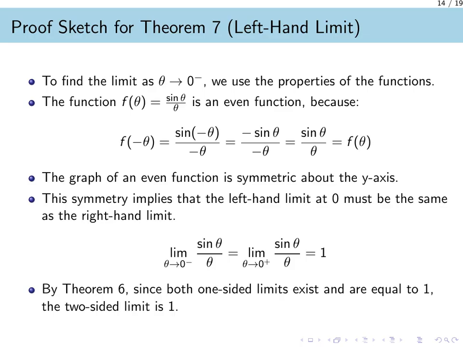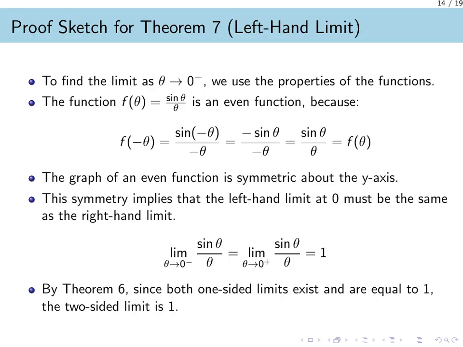To find the limit as theta approaches 0 from the left, we can use a clever shortcut based on the function's symmetry. The function f of theta, defined as sine of theta over theta, is what we call an even function. This means that the function's value at negative theta is exactly the same as its value at positive theta. We can see this because sine of negative theta equals negative sine of theta, so when we divide this by negative theta, the two negative signs cancel out, returning the original function.